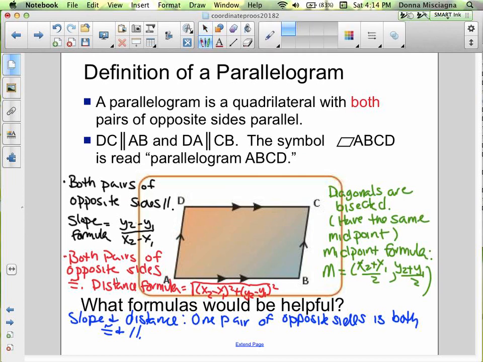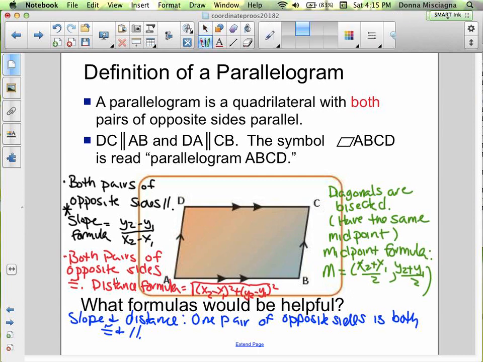Well, we would use the slope formula, right? The slope formula gives us the slope, and we can use that to show we have parallel sides, just like we did in the previous Nearpod lesson, where we proved two lines were parallel. If we're trying to prove a figure is a parallelogram, one way we can do that is to prove both pairs of opposite sides are parallel, and we will do a proof like that.